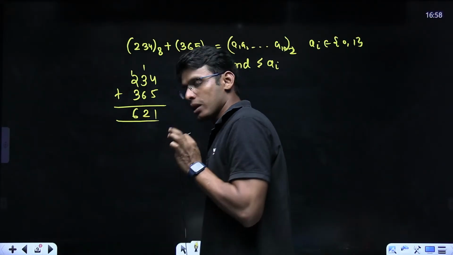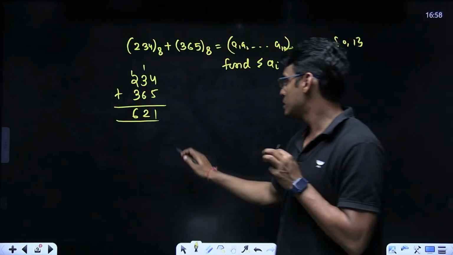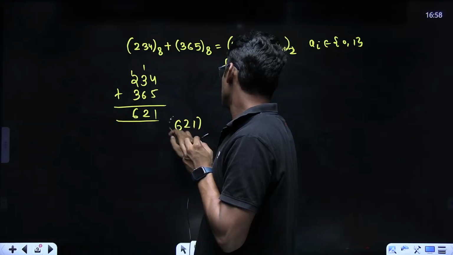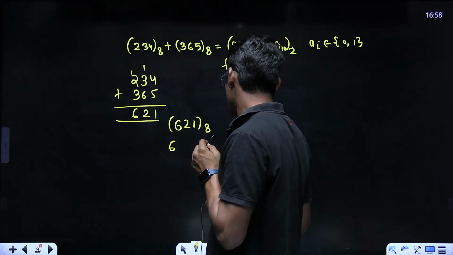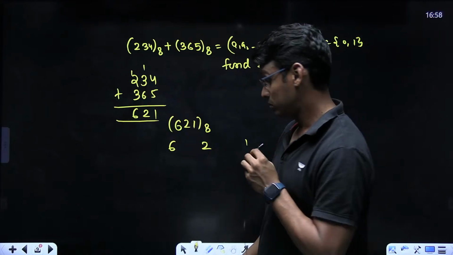So this is my number. 621 base 8. Now simply write 6, 2 and 1. Write 6 in base 2.